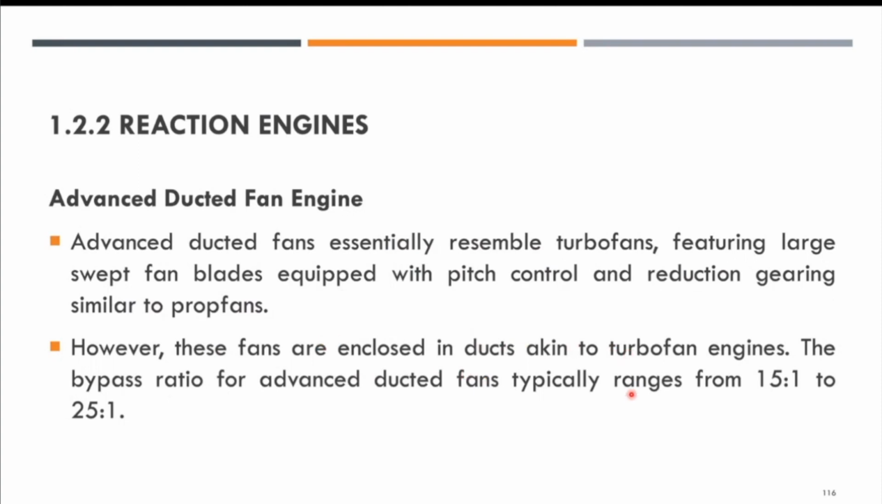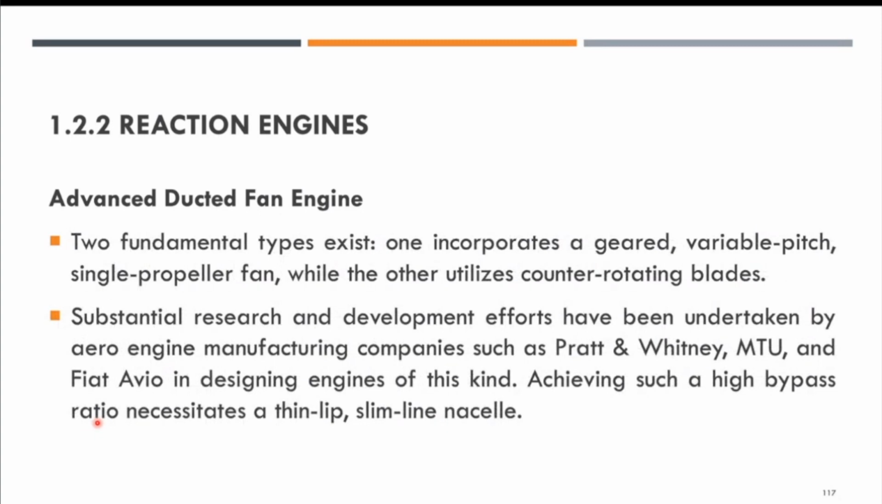So you have a typical range of bypass ratio of 15 to 1 and can go up to more than 25 to 1 ratio. A fundamental type exists. One incorporate a geared variable pitch single propeller fan, while the other utilizes counter rotating blades. So there are many research being done by Pratt and Whitney, MTU, and Fiat Avio to get the advanced ducted fan engine to be useful for the commercial type.